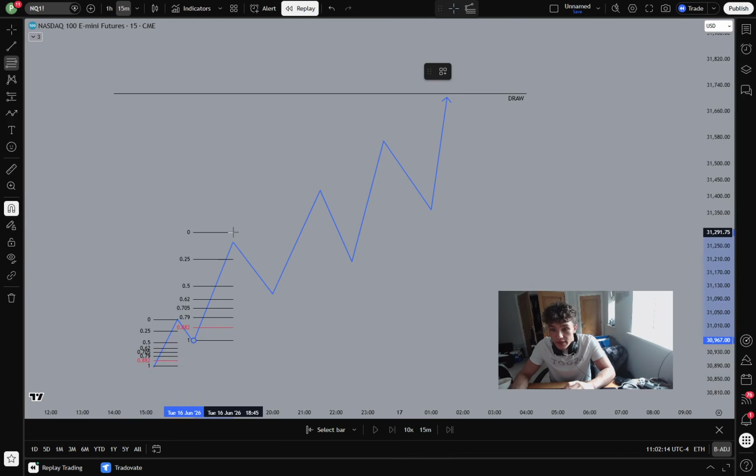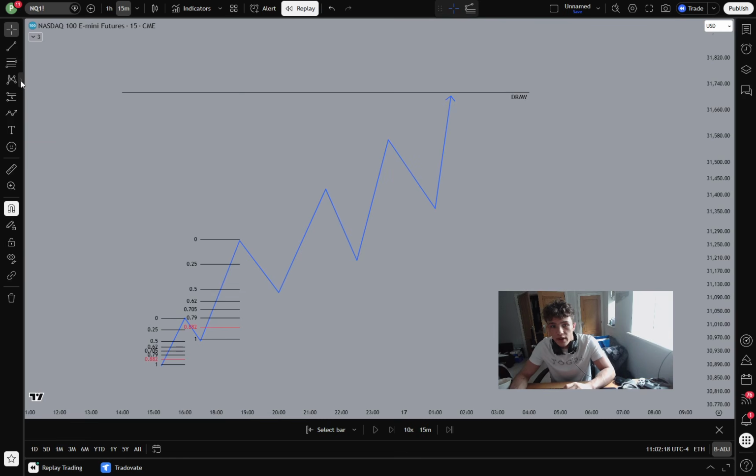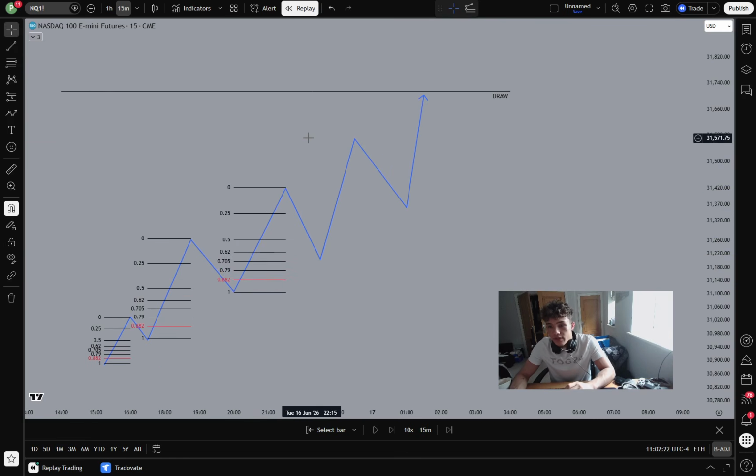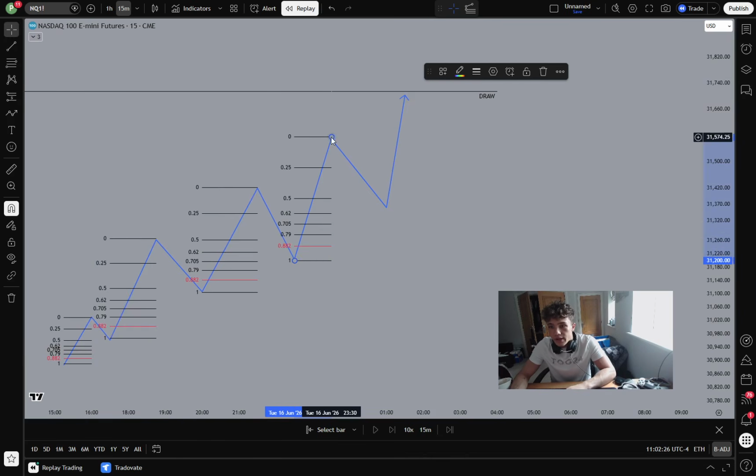The majority of the time, price isn't retracing all the way down into the 705 to the 79, right? As you can see, this is really how it does look. Most of the time, price does not want to retrace all the way down.